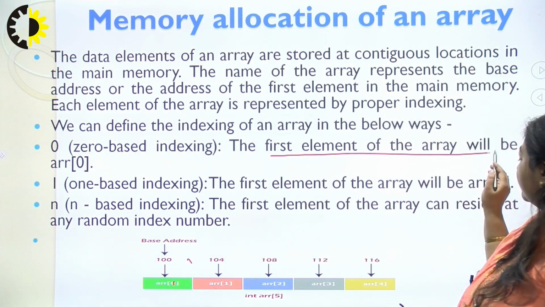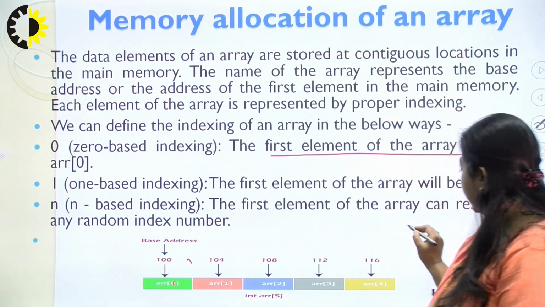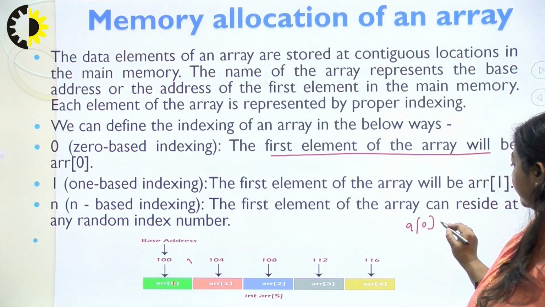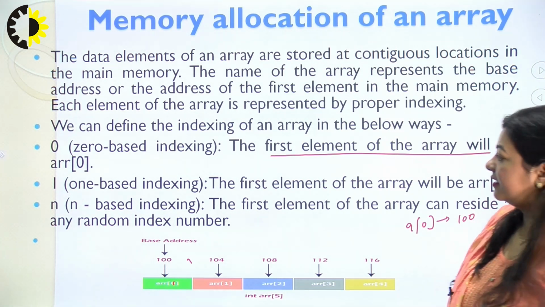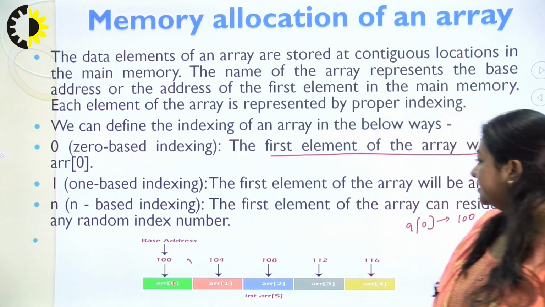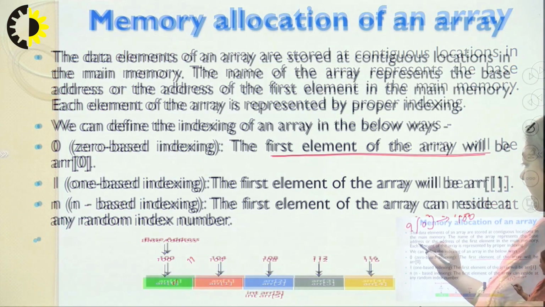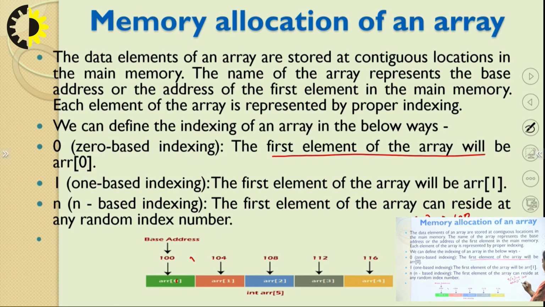The first element of the array will start at index 0. That can be represented like this. Indexing of 0 represents the base address of 100. And the next element of the array, index 1, represents the base address of 104. And for the nth element, it can be represented at a random index in memory. Okay, this is the memory allocation of the array.